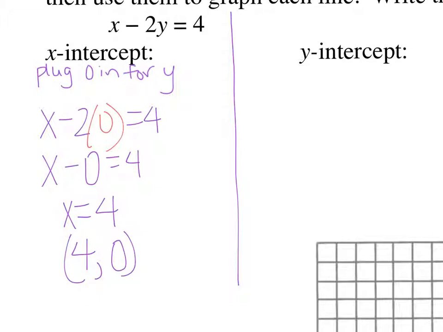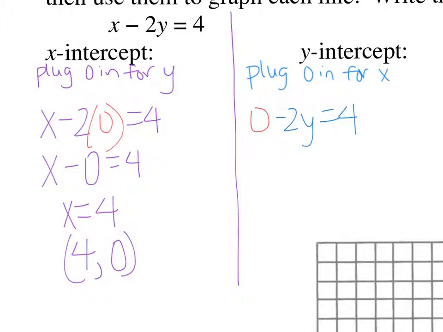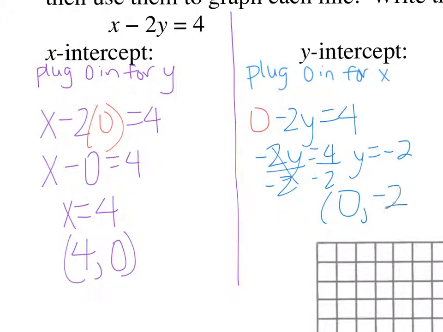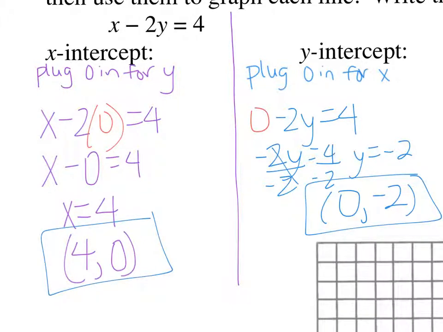For the y-intercept, we are going to plug 0 in for x. So we're going to take 0 minus 2y equals 4. That's going to just give us negative 2y equals 4, which we can solve for y to get y is equal to negative 2. So our y-intercept is 0, comma, negative 2. So we have these two ordered pairs that we are now going to graph.